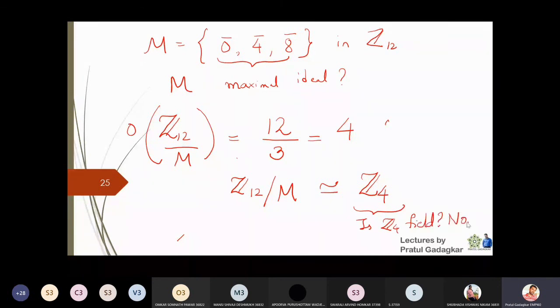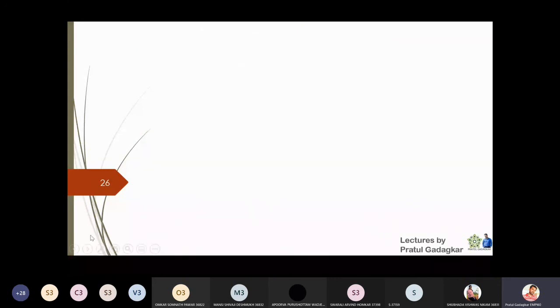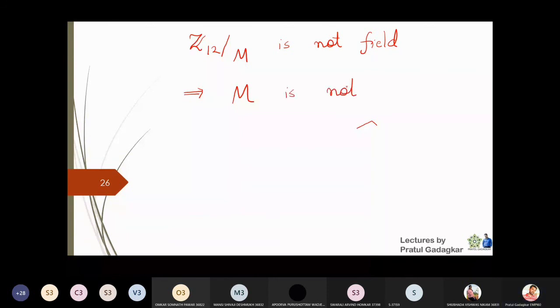So Z4 is not a field, and therefore Z12 by M need not be a field. Okay, actually it's not a field. Therefore Z12 quotient M is not a field, and therefore what can I say about this M? The theorem was if and only if: Z12 upon M is a field if and only if M is maximal. So this means that this M is actually not a maximal ideal of what?